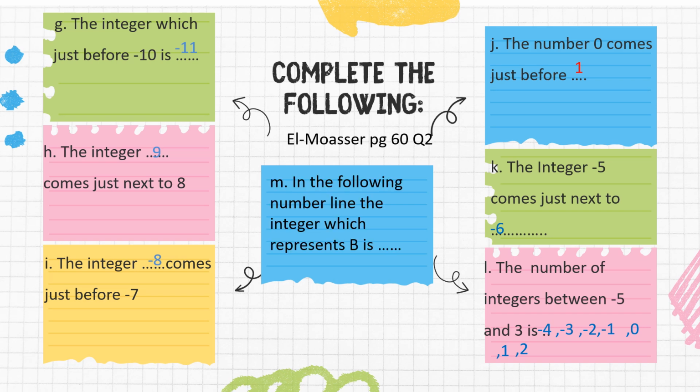In the following number line, the integer which represents b, let's see what is b, is, what do you think? This is what? The opposite, the additive inverse. The result is, excellent, math champions, minus 4.